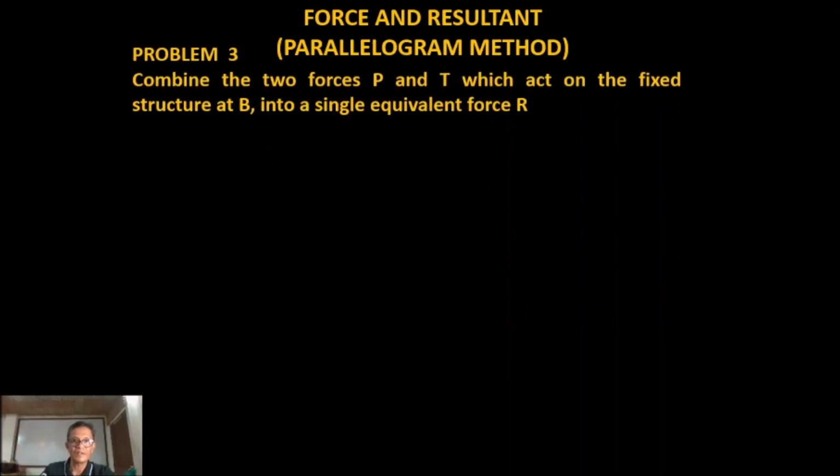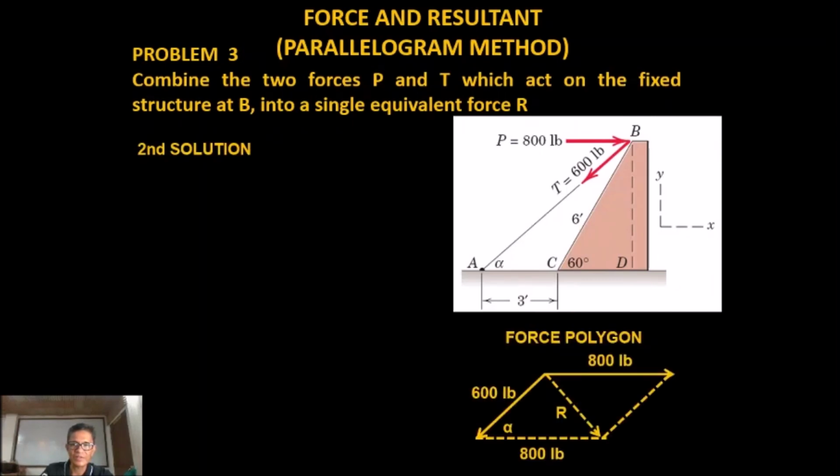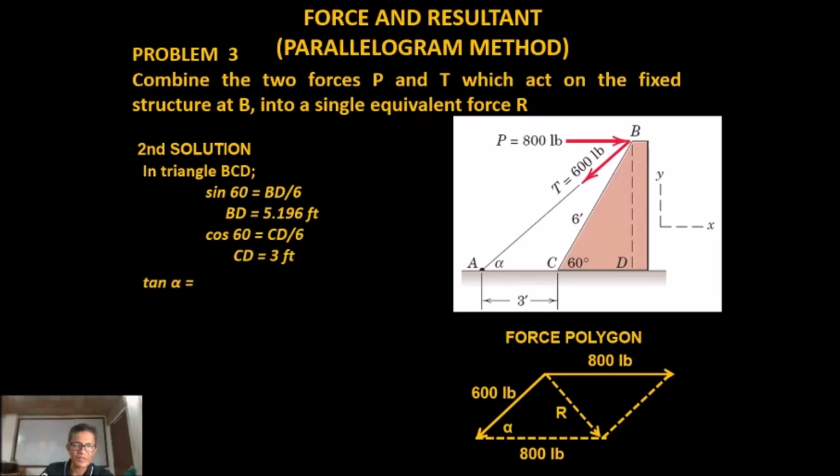So, let's continue. For the second solution, we are using the parallelogram method for the force and resultant. For problem number 3, we combine the two forces P and T, which act on the fixed structure at B, into a single equivalent force R. We have the same illustration, and the concern is to solve for alpha. Actually, we have the same solution as before. We have BD equal to 5.196, CD equal to 3 feet, and alpha equal to 40.89. I hope there are no more questions.